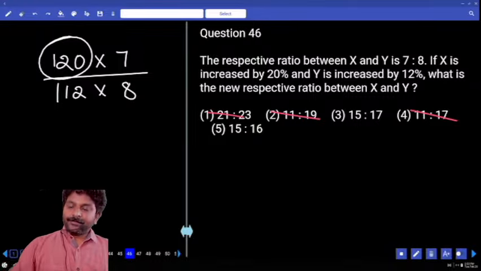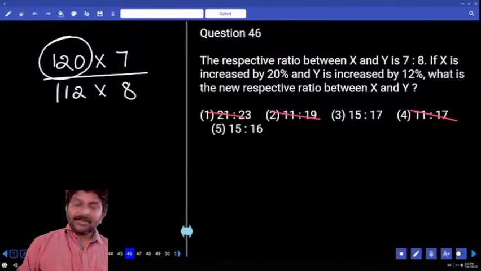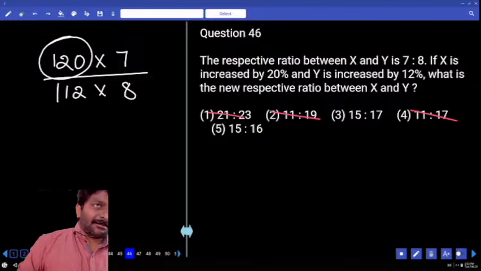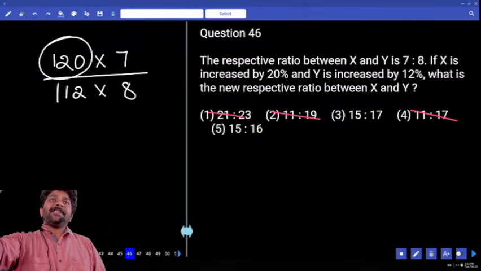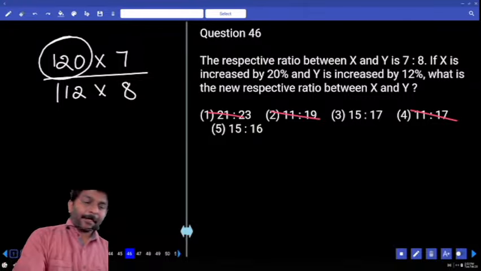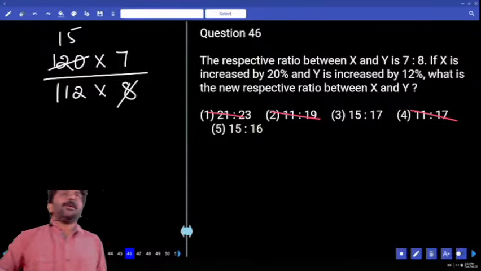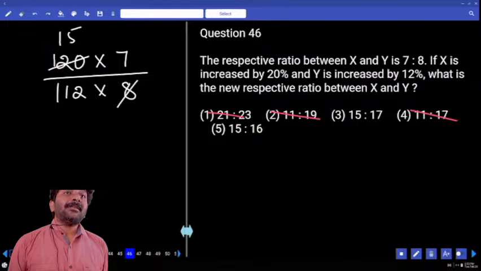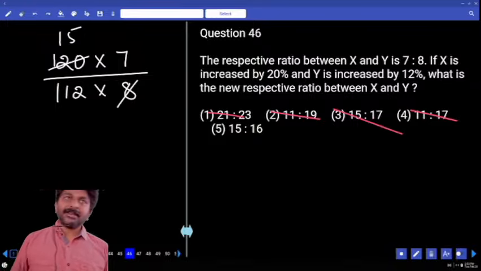So now, when you observe third and fifth, the first number is the same, 15 each. There is a change in only the second number. One is 17, the other is 16. You just need to identify whether it is even or odd. 8 times 15. Correct. In the denominator, do you have an even number? In the numerator, do you have an even number? That means your second number must be odd, so the third option is eliminated.